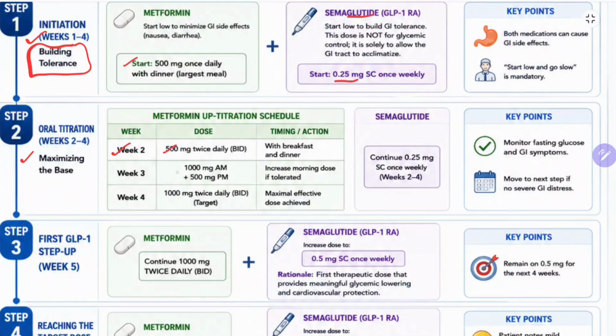Week 2, give 500 mg BD with breakfast and dinner. Week 3, increase the morning dose if tolerated. Otherwise, go back to the previous dose and wait for one more week, then increase the dose. Then week 4 is 1 gram twice daily. So that is the target dose, which is achieved. But continue semaglutide 0.25 mg subcutaneous once weekly in the first month, weeks 2 to 4. In the meantime, monitor fasting plasma glucose and gastrointestinal symptoms. These two should be done.